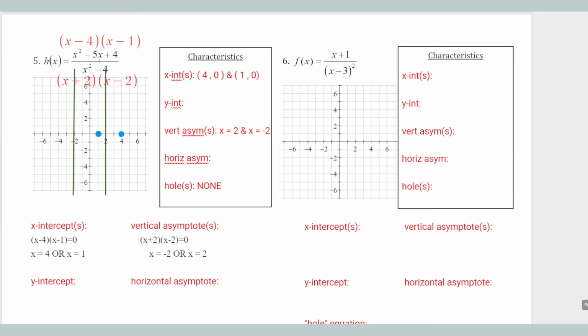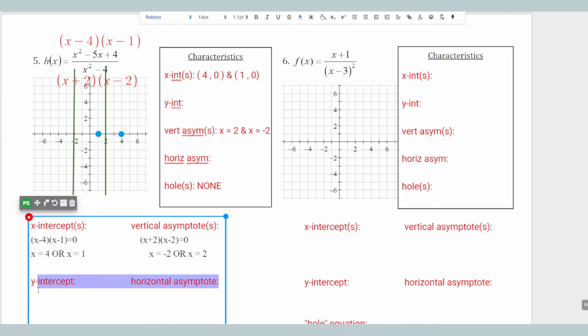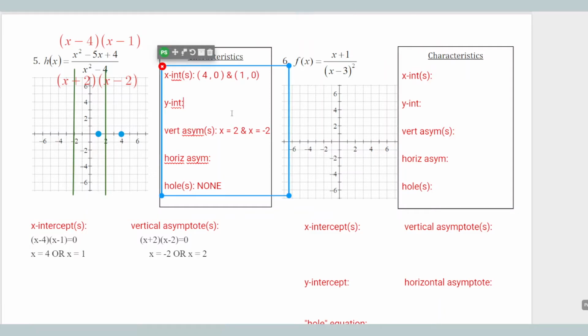My y-intercept is going to be what I get when I plug in 0 to all of these. So I'm going to get 0 plus 0 plus 4. So I get 4 over negative 4, which is going to be negative 1. So I do have a y-intercept at 0, negative 1. For my horizontal asymptote, I do have a situation where the degrees are the same. The degree of the numerator is 2, the degree of the denominator is 2. So the horizontal asymptote here is going to be at y equals the ratio of the leading coefficients, which is 1 over 1. So it's just going to be y equals 1.